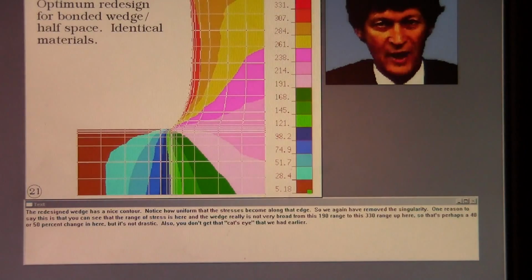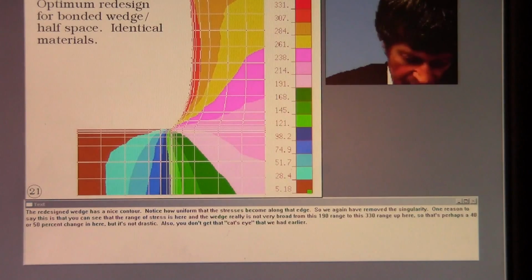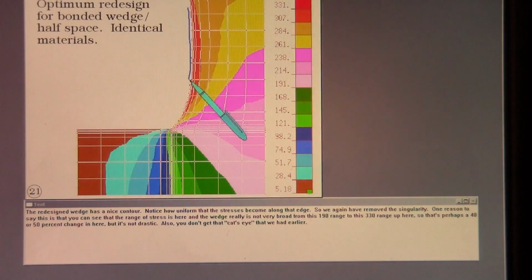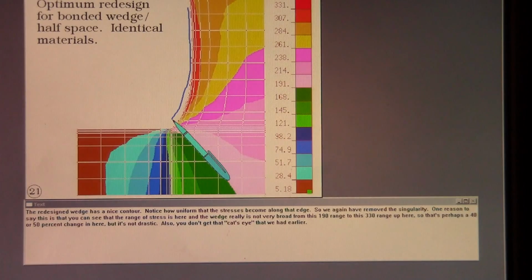The redesigned wedge has a nice contour, and notice how uniform the stress has become along that edge. So we again have removed the singularity. One reason to say this is that you can see that the range of stresses here in the wedge really is not very broad, from this 190 range to this 330 range up here. So that's a perhaps 40 or 50% change in here, but it's not drastic. Also, you don't get that cat's eye view that we had earlier.